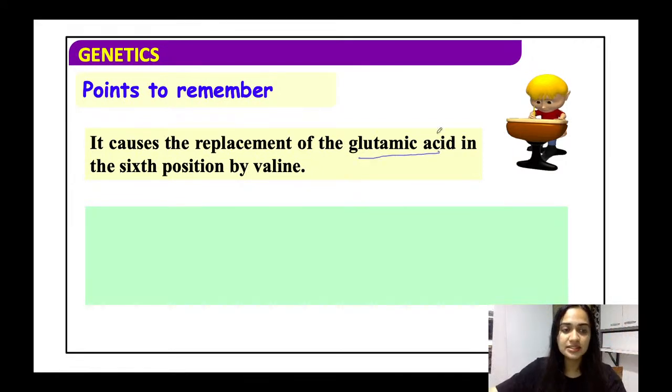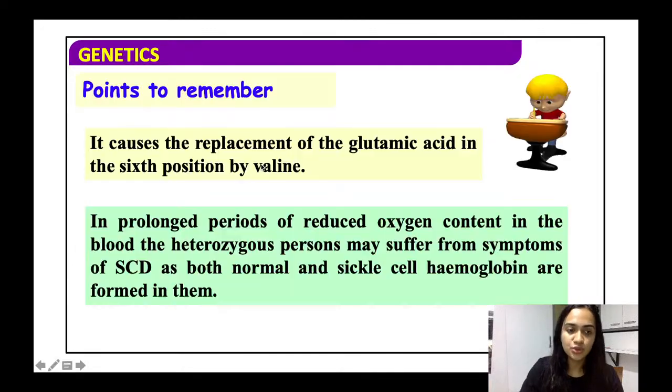What will happen in this chain? It will replace glutamic acid in the sixth position with valine. So a point is mutated, hence it is called a point mutation. Now, in prolonged periods, what happens? Reduced oxygen content in the blood. A heterozygous person may suffer from symptoms of SCD, as both normal and sickle cell hemoglobin are formed in them.